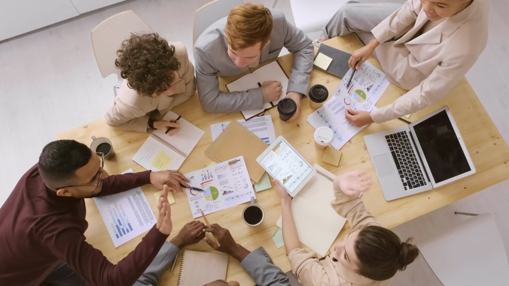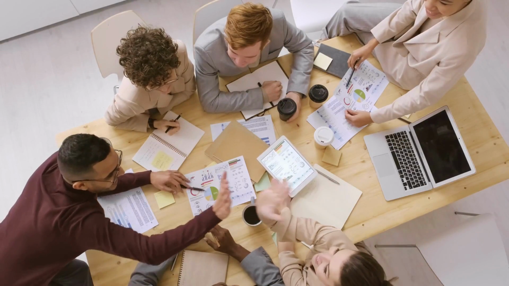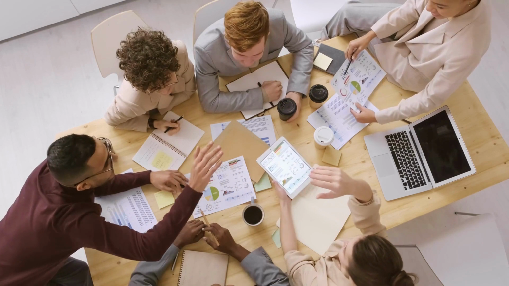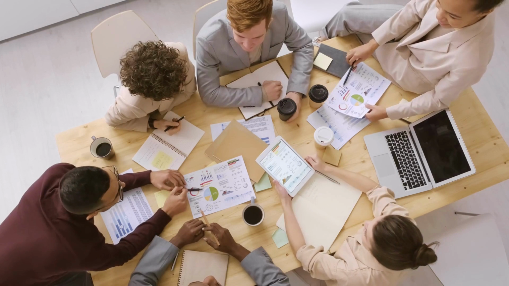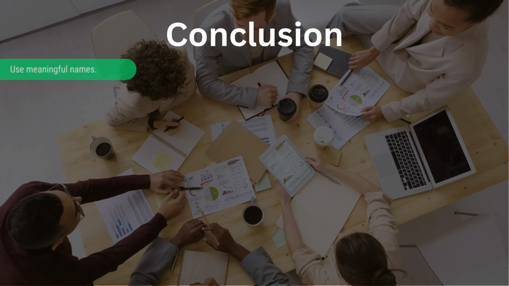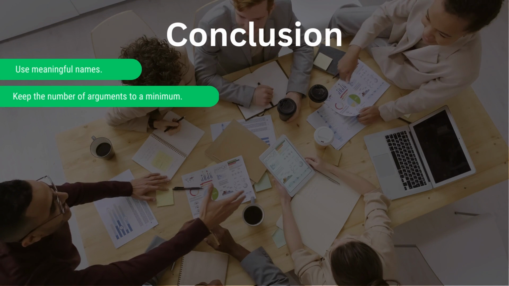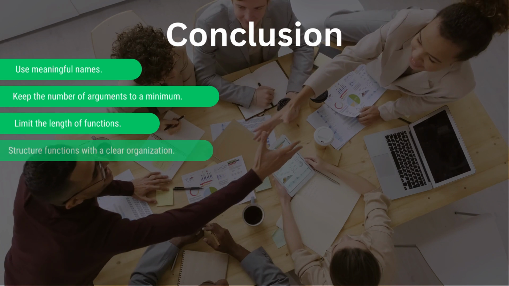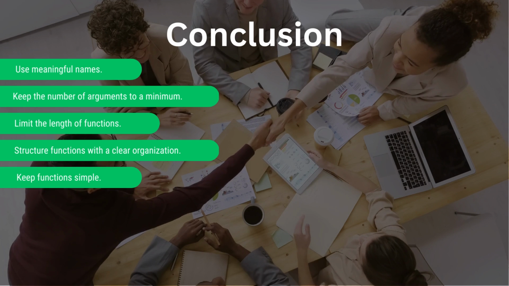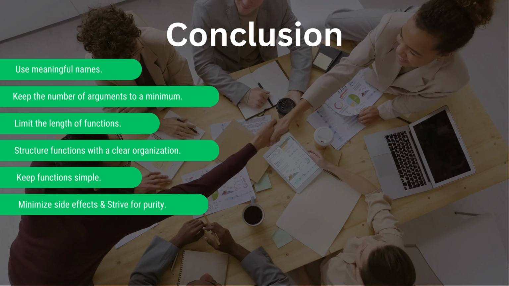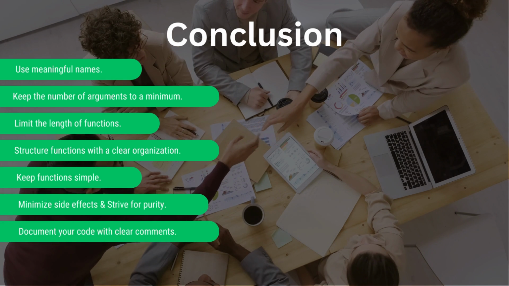These are some of the key points to consider when writing clean functions in JavaScript. By following these guidelines, you can create code that is easier to read, test, and maintain. Remember to use meaningful names, keep the number of arguments to a minimum, limit the length of functions, structure functions with a clear organization. Also, keep functions simple, minimize side effects, strive for purity, and document your code with clear comments.